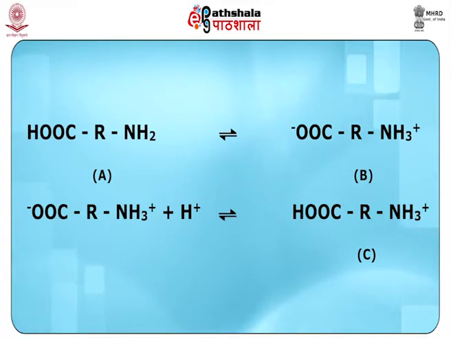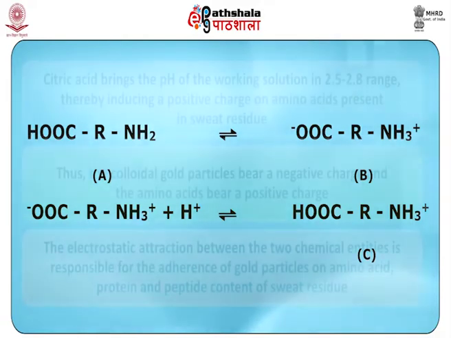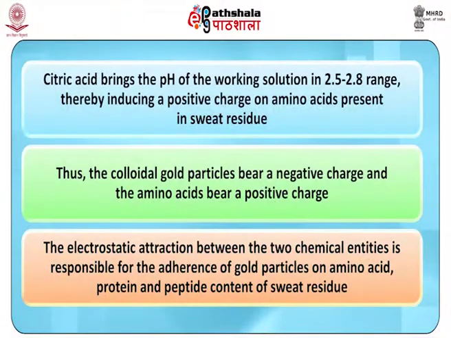Now, the amino acids or their fragments in proteins and peptides under neutral conditions exist as zwitterions. However, under acidic conditions, the amino acids acquire an overall positive charge as shown in the figure. Citric acid brings the pH of the working solution in the 2.5 to 2.8 range, thereby inducing a positive charge on amino acids present in sweat residue.